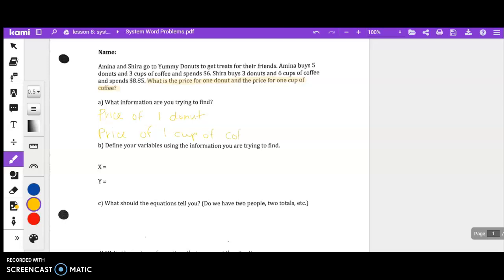And based off what we're looking for, what our unknown is, we use that to help us define our variables. So since we're trying to find 2 different things, a cost of a donut and a cost of a cup of coffee, we're going to use 2 different variables. So I'm going to use X as my price of donut, and my Y will be my price of cup of coffee.